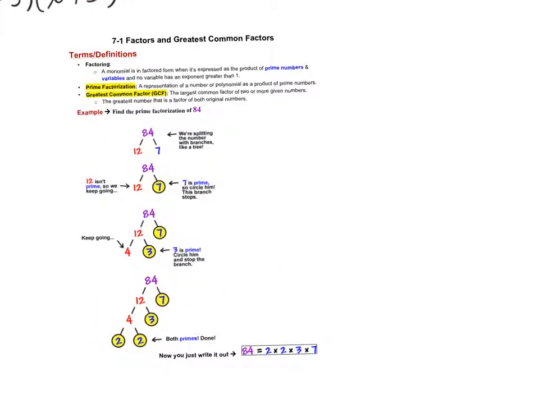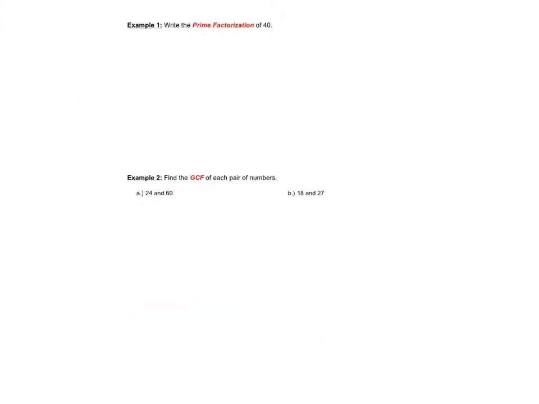You can always check your work. 2 times 2 is 4. 4 times 3 is 12. 12 times 7 is 84. You can make another fact: 21, which is 3 times 7, and 21 times 4 gives you 84. So make sure that when you factor, it multiplies out to the original number.